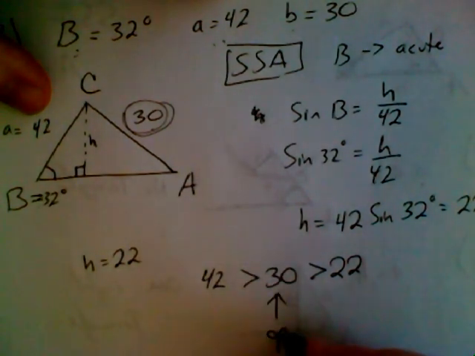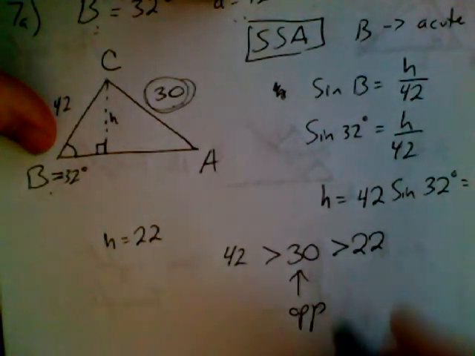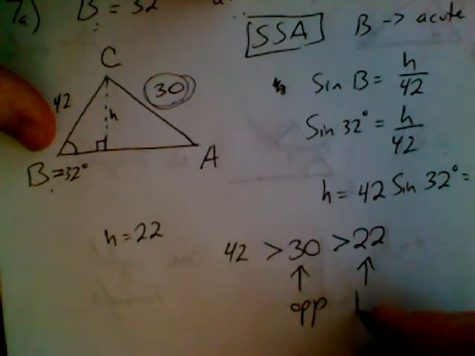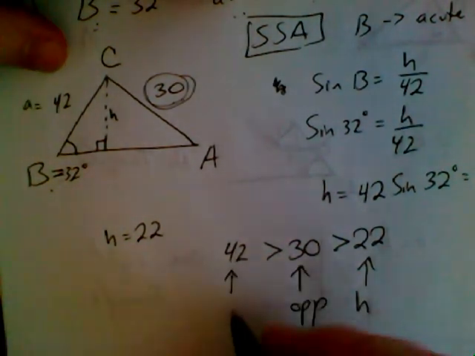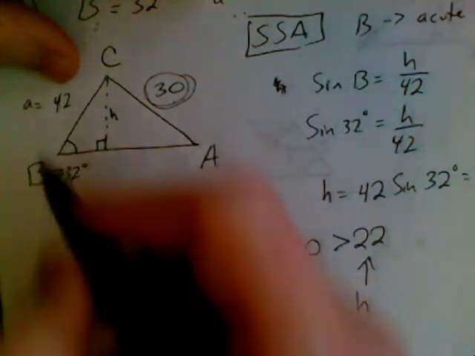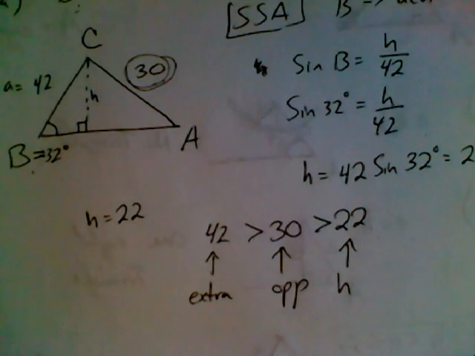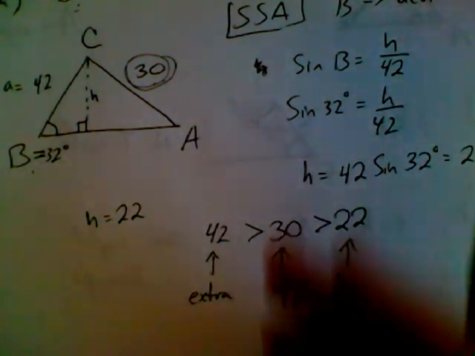So again, the opposite side of the angle that I'm given is actually between my height and the side. I don't know what you would call this side over here, but we have the opposite side and we have the extra side, the extra side we're given. So if it's between the two, what does that tell us? I'm going to go ahead and look back.